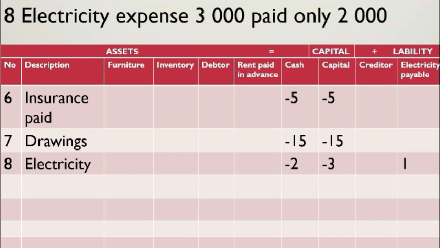So cash asset is reducing by 2,000, capital is reducing by 3,000, and liability is increasing by 1,000. So asset is equal to capital plus liability. Minus 2 is the net of asset. Net of capital and liability is also minus 2. So minus 2 is equal to minus 2. The equation is balancing.